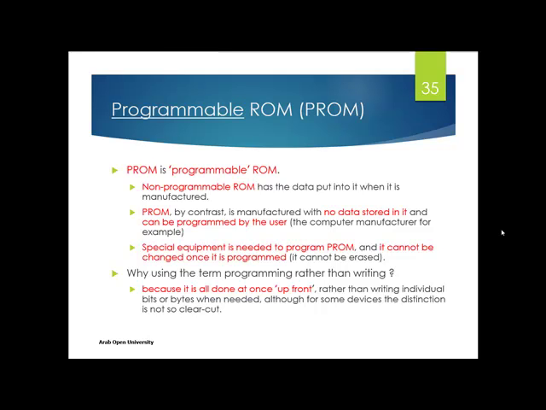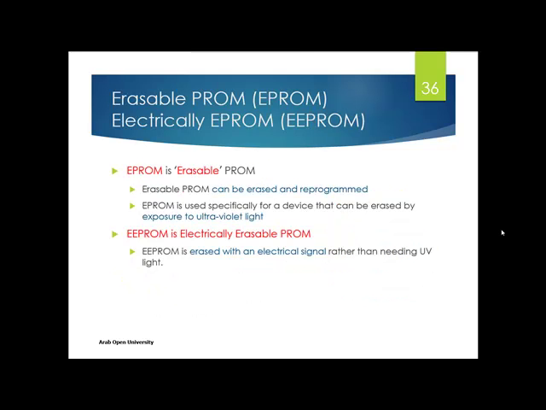Now the second step is the erasable PROM, or erasable programmable read-only memory. As I said, programmable means that it cannot be changed once it is programmed. Erasable programmable allows us to erase the PROM and reprogram it again. This is done through exposure of the memory cells to ultraviolet light. The next step is the electrically erasable programmable read-only memory, or the EEPROM, where we can erase using an electrical signal rather than needing ultraviolet light.